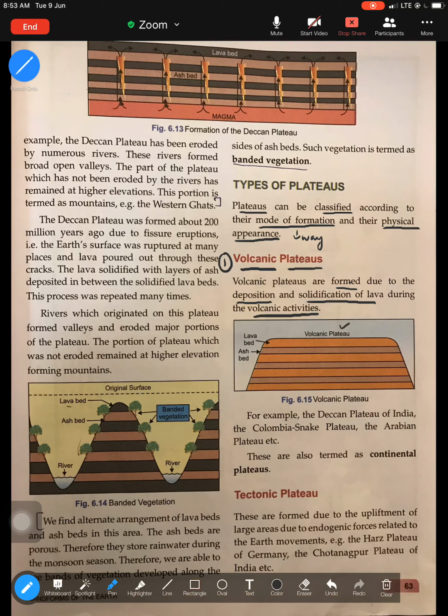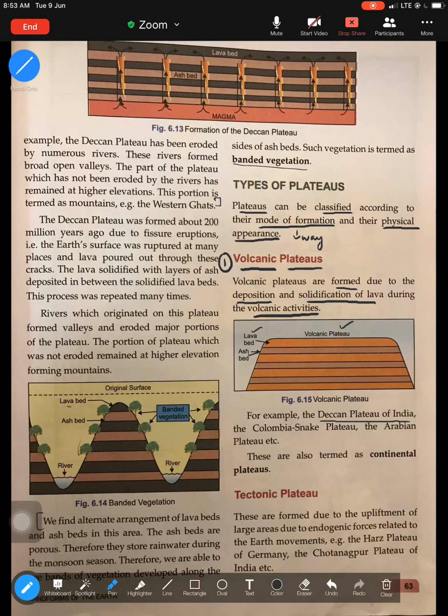There's a picture here. They've given you a picture of how lava and ash keep piling up in alternate layers, forming a volcanic plateau. And one very good example of a volcanic plateau is the Deccan Plateau of India. So please try to remember an example as well. So that is what a volcanic plateau is.